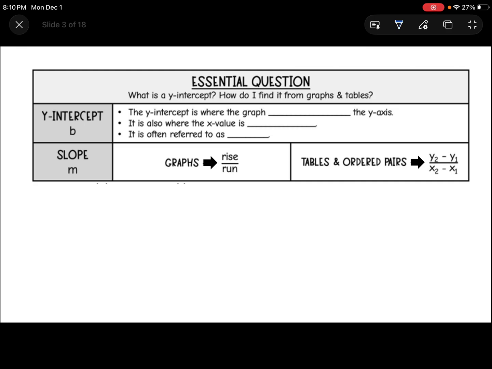Okay, so looking at the top of the notes, it said, what is the y-intercept? We've talked in class extensively about the y-intercept being where the graph crosses the y-axis. It's also where the x value is 0 and referred to as b. So this is the new letter that we're going to be using for the y-intercept. The y-intercept is always at the point where x is 0 and y is some number.